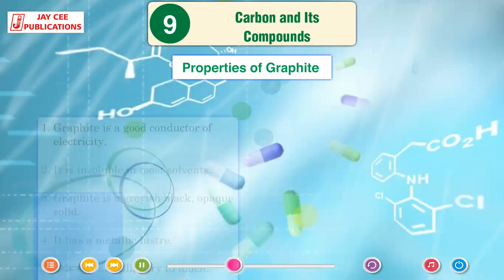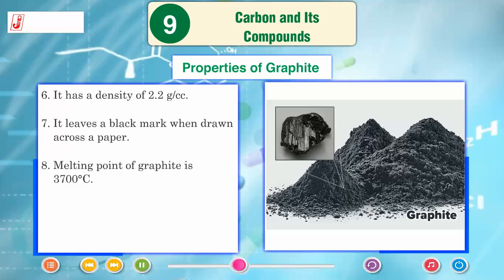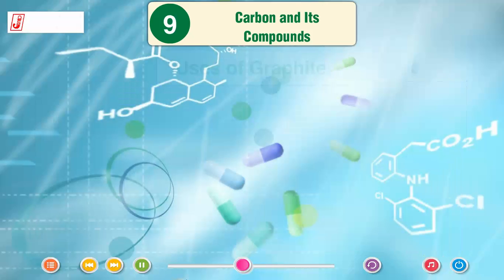Properties of graphite. Graphite is a good conductor of electricity. It is insoluble in most solvents. Graphite is a grayish-black opaque solid. It has a metallic luster. It is soft and slippery to touch. It has a density of 2.2 g per cc. It leaves a black mark when drawn across paper. The melting point of graphite is 3700 degrees centigrade.